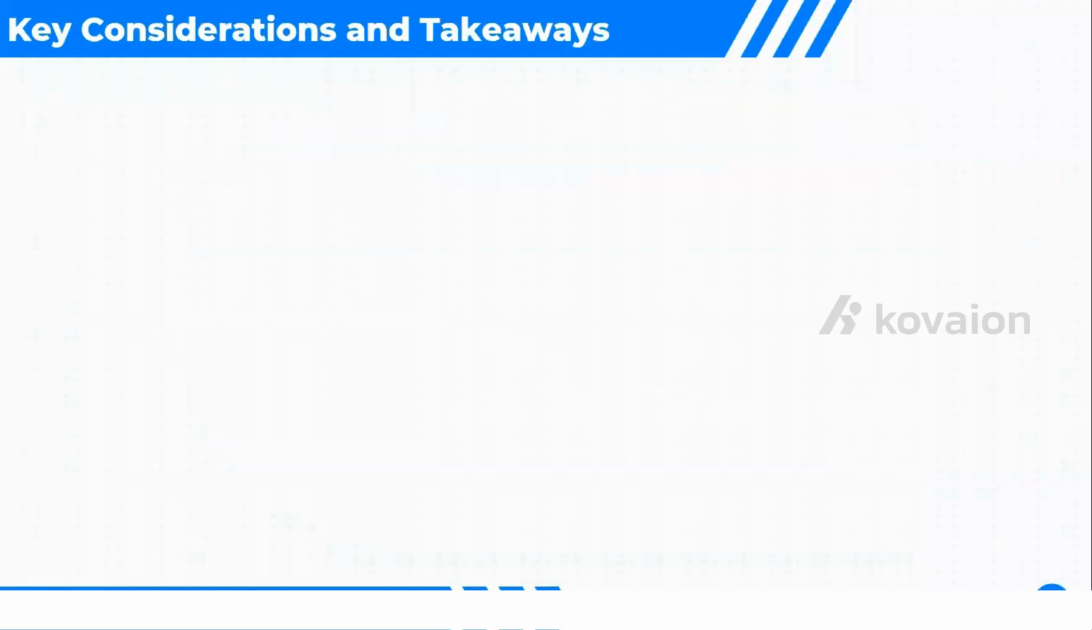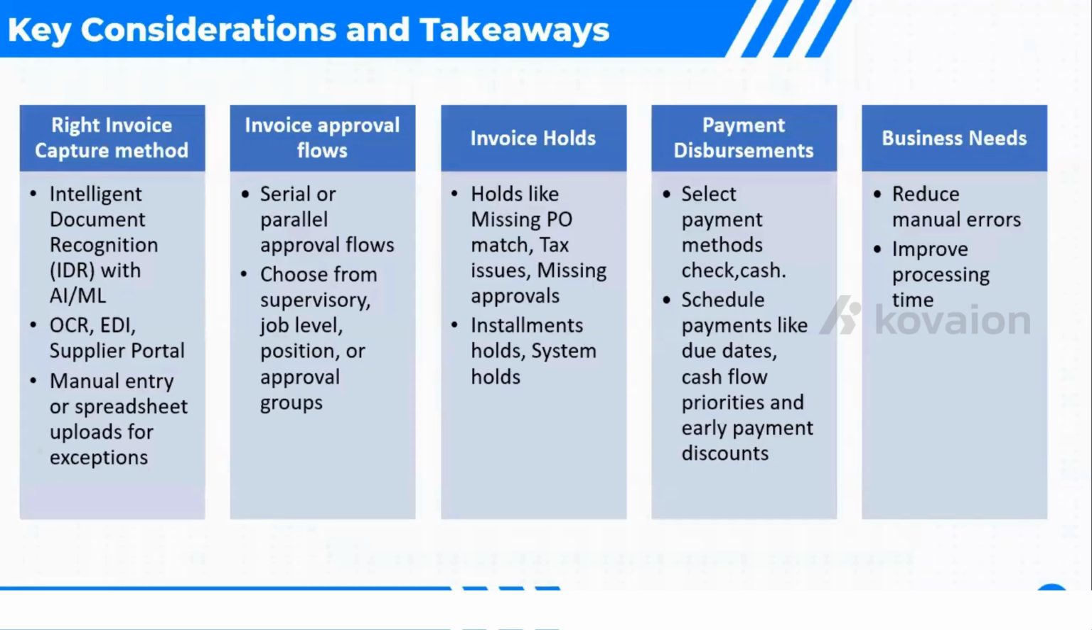The next one is key considerations and the takeaways. In key considerations, it consists of the considerations which we need to configure from the point of view of business needs, according to that. So we can explore what we can do in each and every area of supply invoice to the payment.